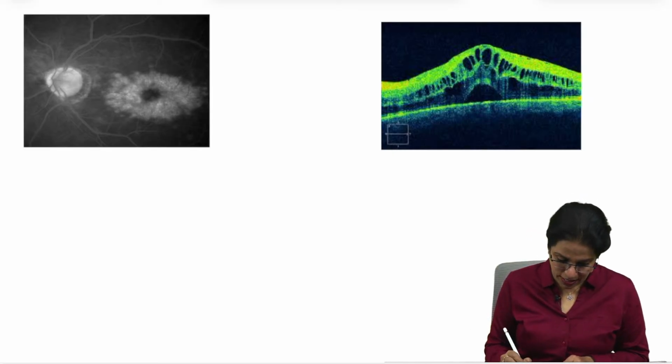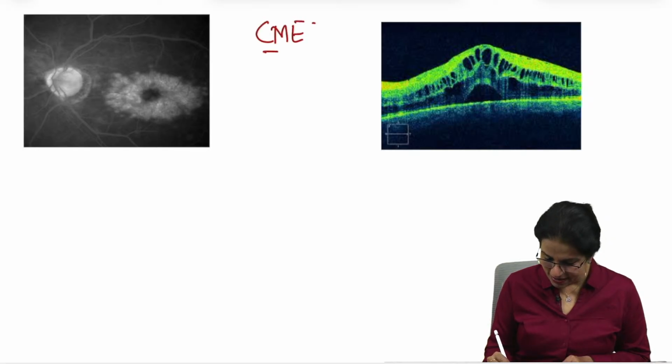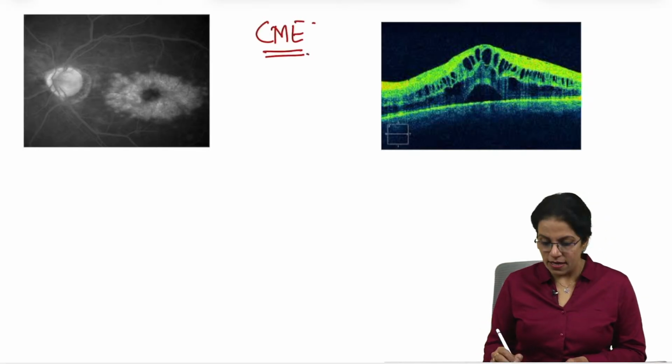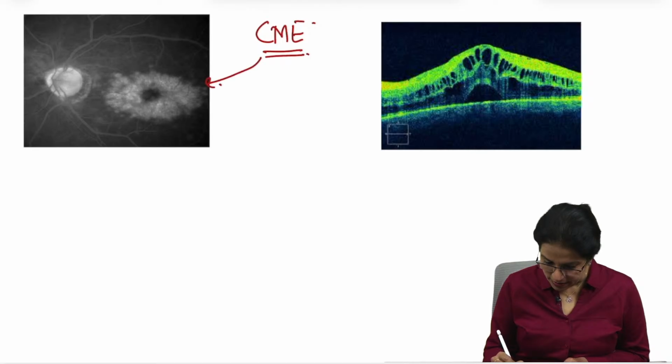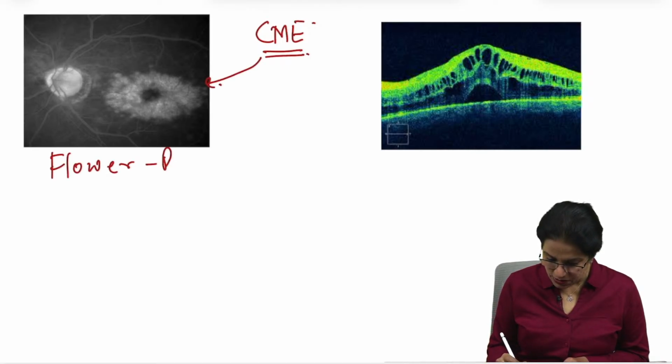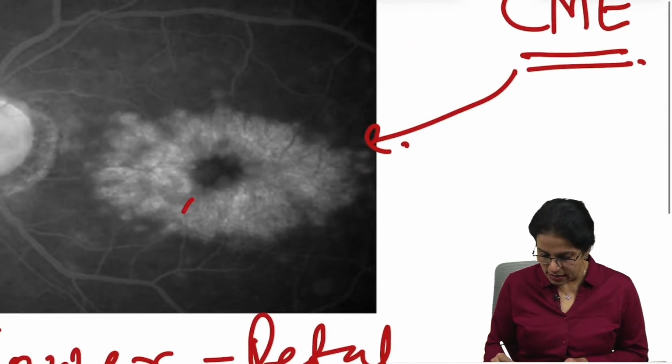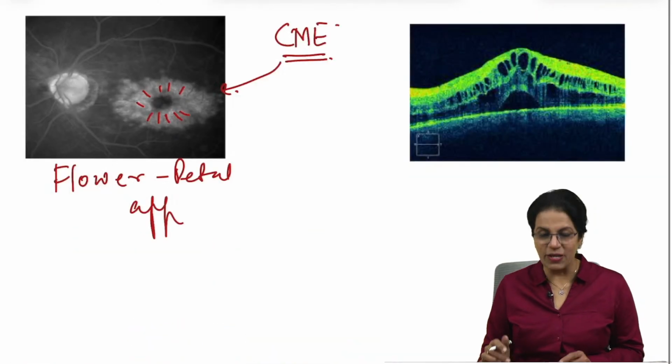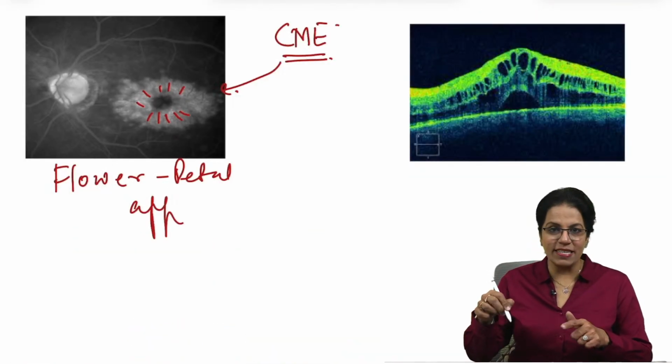Okay, so flower petal appearance, yes, the diagnosis is cystoid macular edema. Very good. So, CME, first question is this one. It is flower petal appearance on fundus fluorescein angiography. Okay? Are you clear? This is the leakage in a radial manner like this. Why does it happen? I have explained to you, because the OPL is radially placed at the macula.